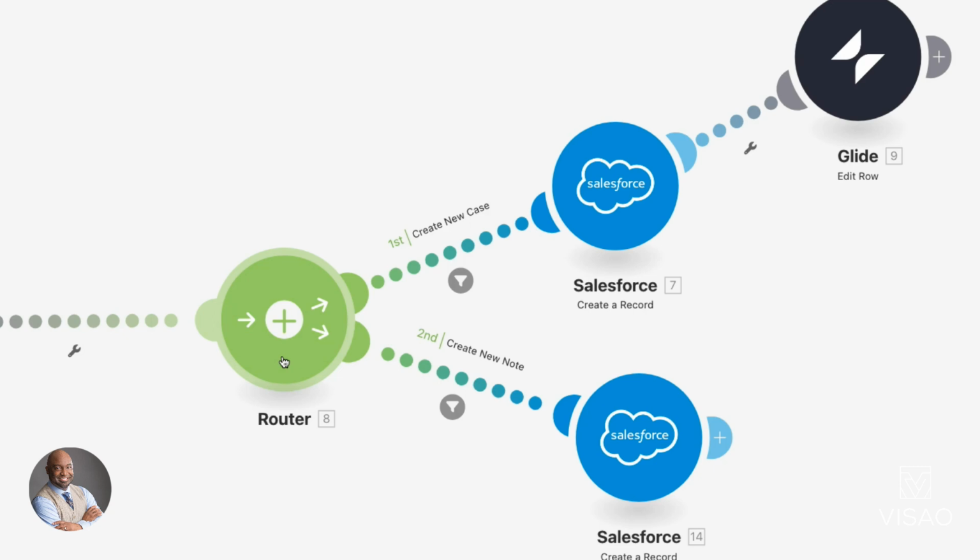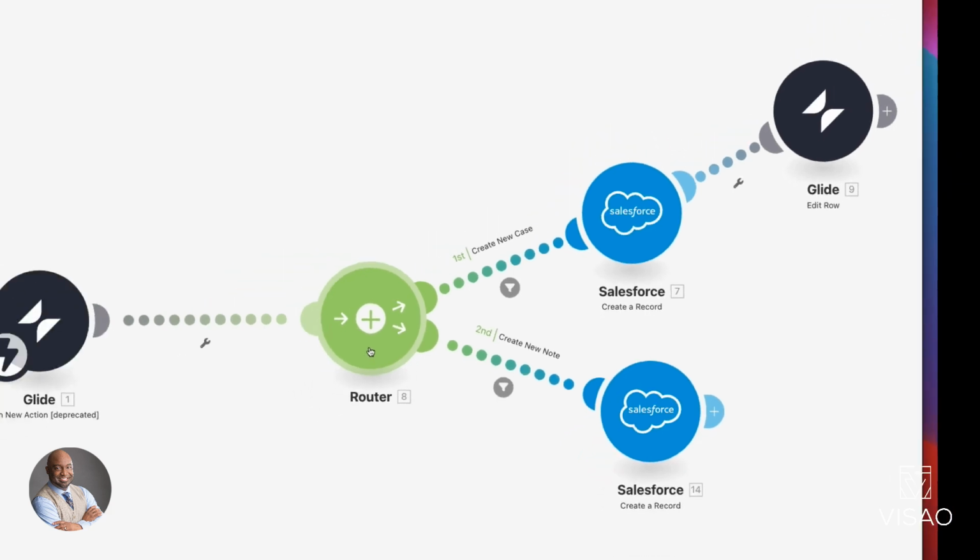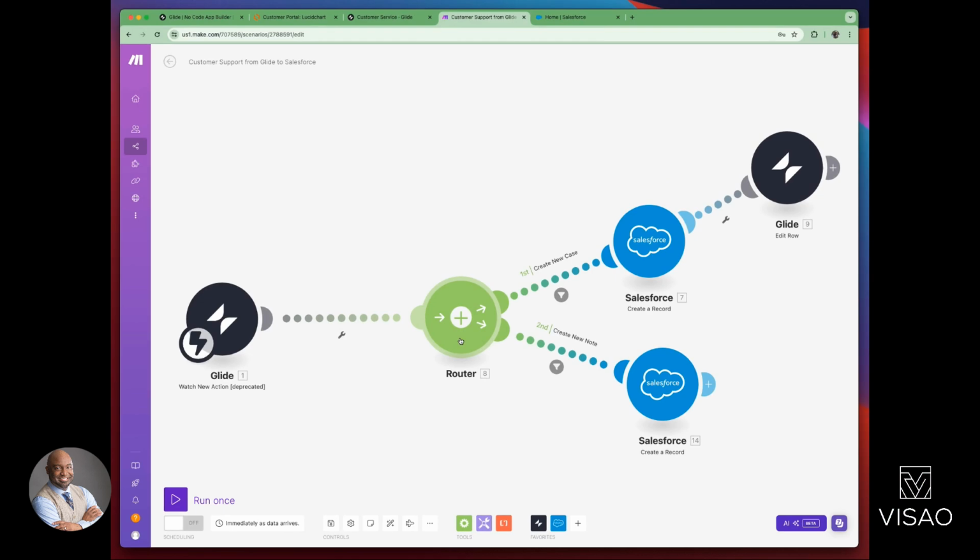So in this case, Glide will talk to Make, and in this router, it's going to say in one situation, I have some data that's going to be a case, route that to the cases record in Salesforce. And then I have another route that will create notes for those cases inside of Salesforce.